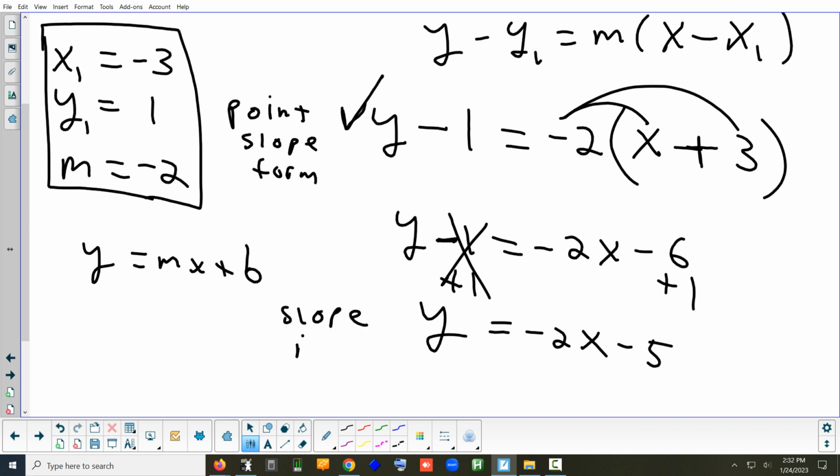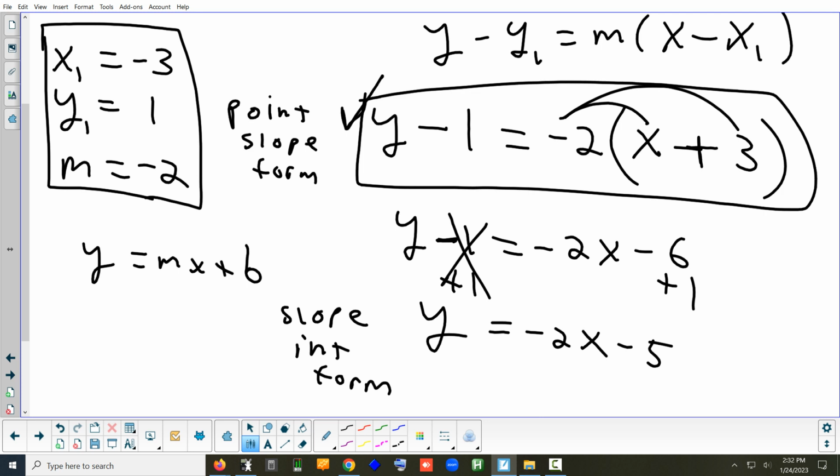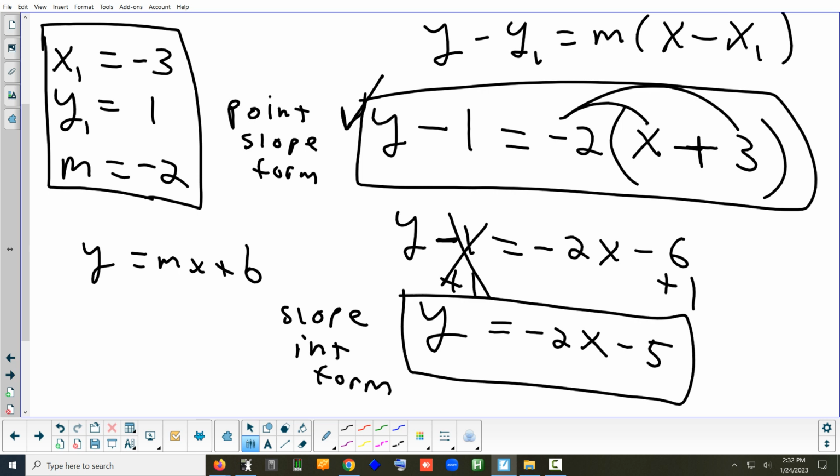This is called slope-intercept form. The top one is point slope. If they don't ask you to change it to slope-intercept form, then I wouldn't do it. Both of these answers are exact, they're perfect. So let's do one more, except we're going to leave it in point slope form. We're not going to change it to slope intercept.